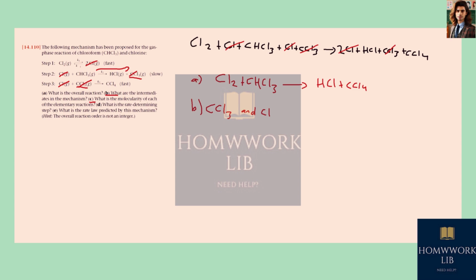Part C, what is the molecularity of each of the elementary reactions? The molecularity of this first one is going to be unimolecular. The reason why is this is only one molecule. And the second one has two molecules, so this is going to be bimolecular. And the third one, again two molecules, so bimolecular. At D, what is the rate determining step?